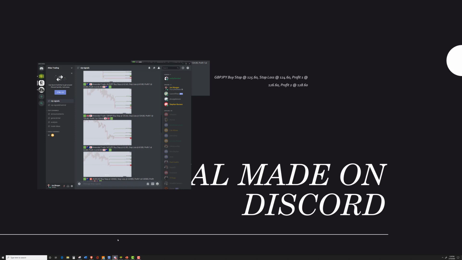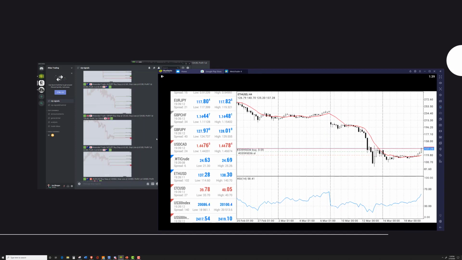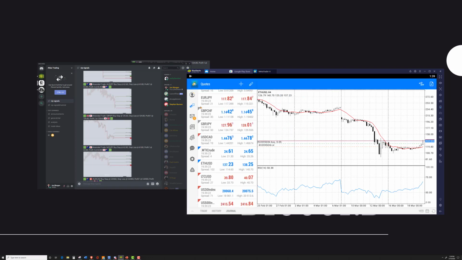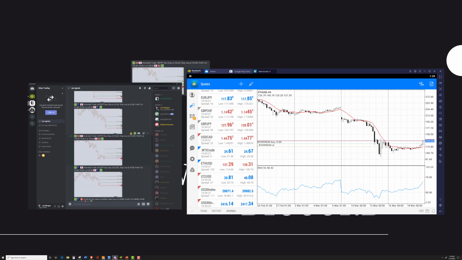A lot of people like to use the mobile, but this is an emulator of the MT4 app. It looks pretty much like this on your phone too, depending on how big your phone is, but the interface is pretty much the same, sort of the symbols and such, okay? So let's say I'm looking at the Discord either on my phone or on my computer, and I see, okay, GBP JPY buy stop at 125.60 and a stop loss at 124.80. So what do I do? How do I even put in a value for that?